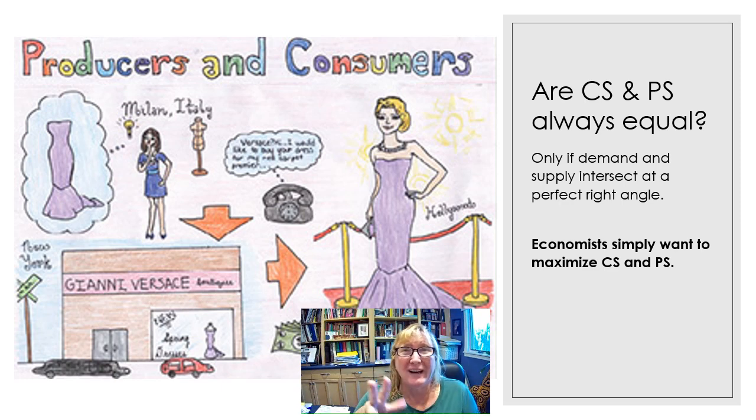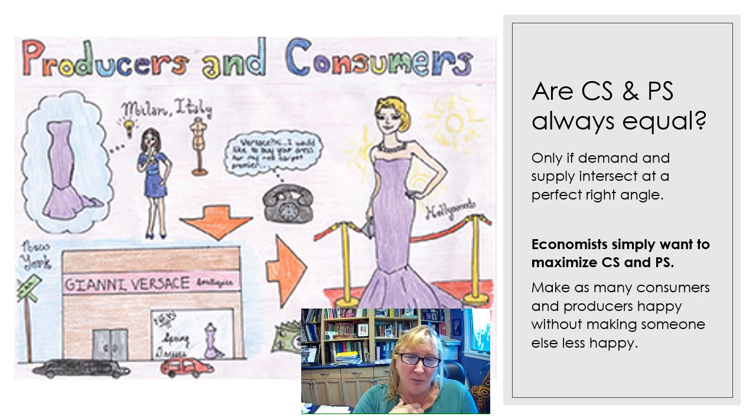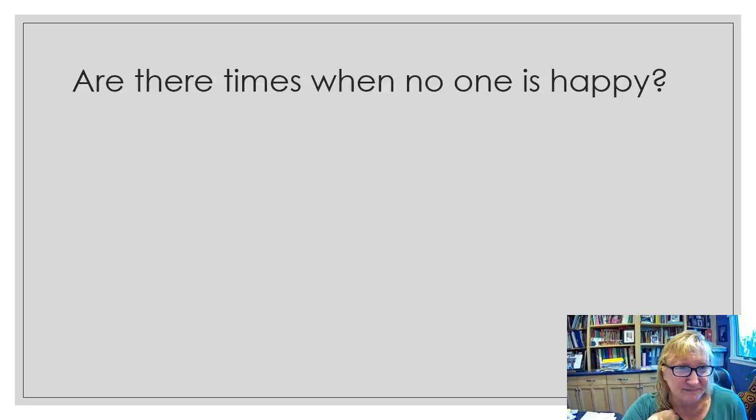Okay, what we're trying to do as economists is really just maximize consumer surplus and producer surplus. So we don't want anything to interrupt surplus. And the idea there is that we're trying to make as many consumers and producers happy without making anyone else less happy. That's a concept that was created by an Italian economist by the name of Pareto and is called Pareto efficiency.